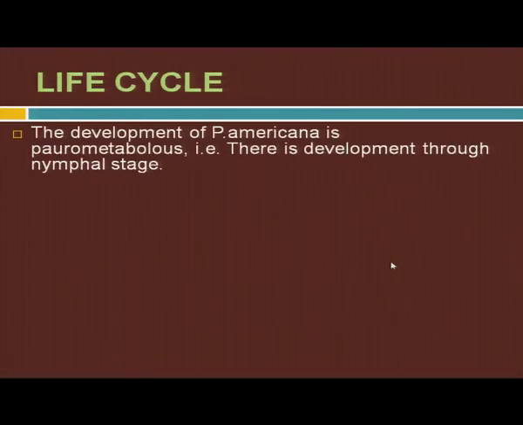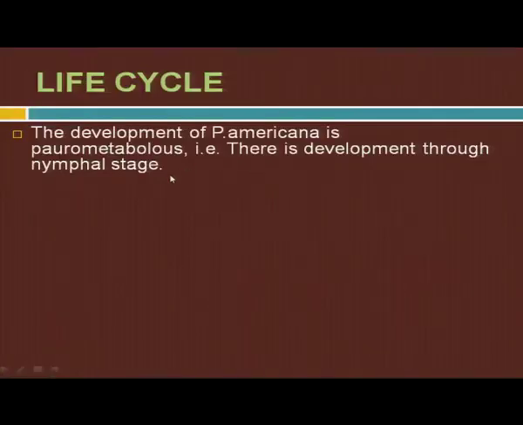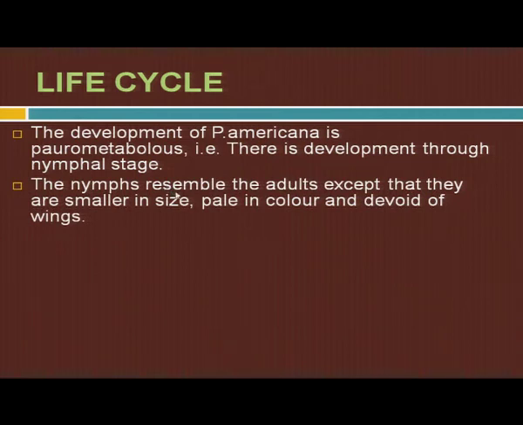Now, let us try to see the life cycle of a cockroach. The development of Periplaneta americana is paurometabolous. What do you mean by paurometabolous? It is a specific type of metamorphosis where there is development through the nymphal stage. We do not have a larval stage, we have a nymphal stage, and these nymphs resemble the adults, except that they are smaller in size, pale in color, and devoid of wings.